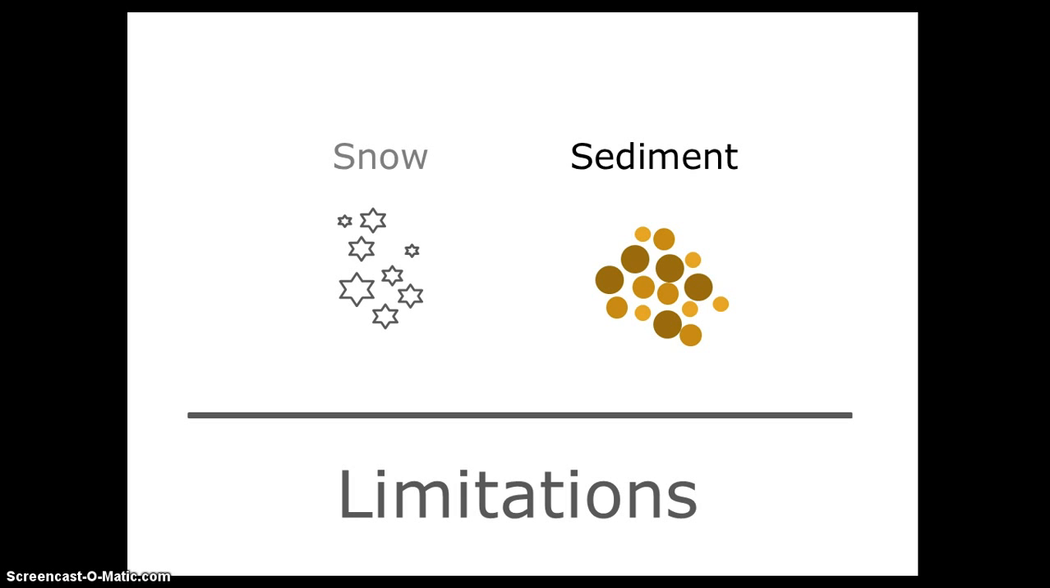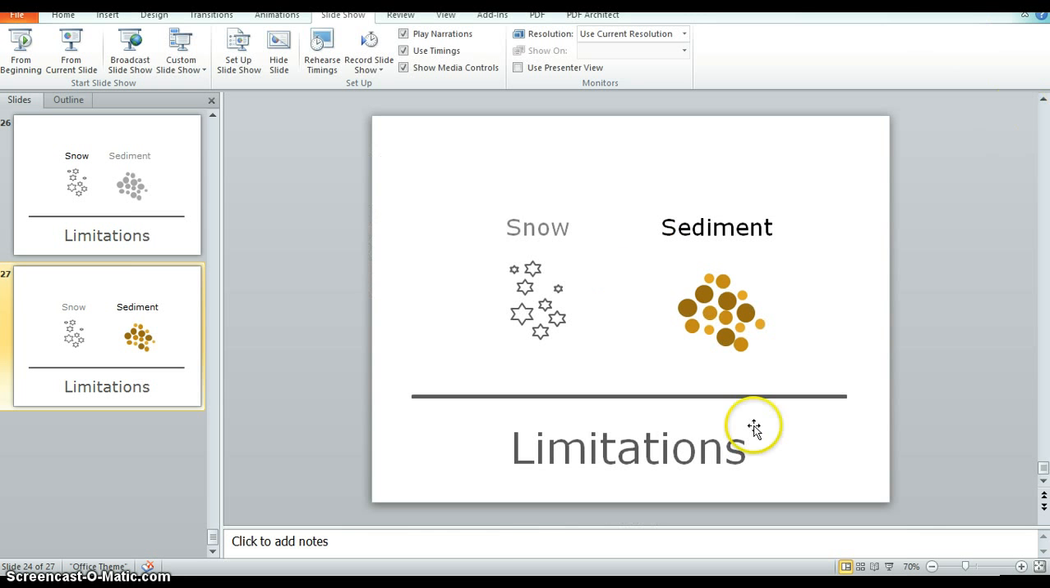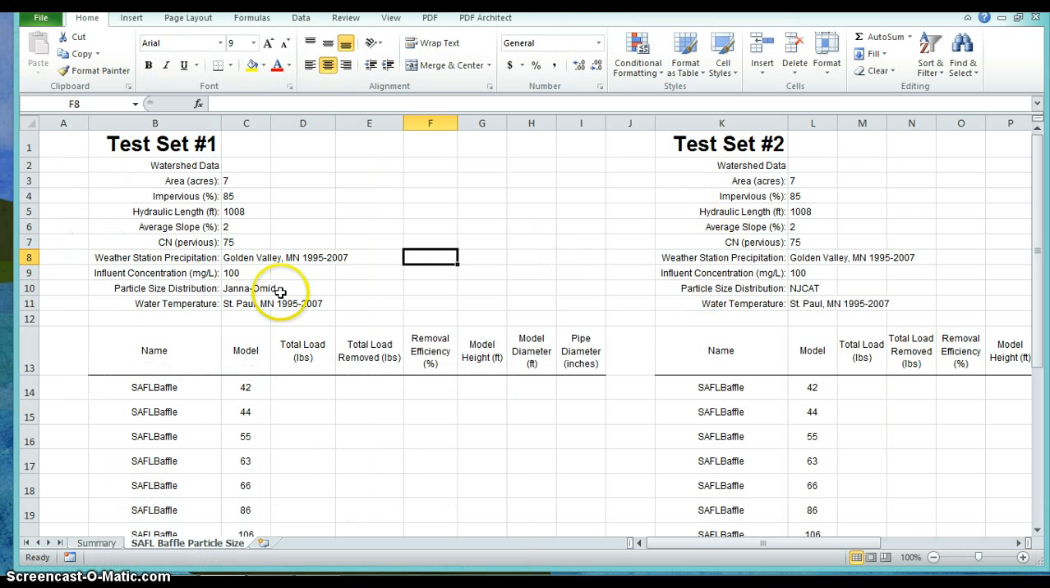So one way I try to minimize the sediment uncertainty is sensitivity analysis. I run simulations with different particle size distributions that I think could be on my site, and then look at the range of performance between those different particle sizes. Another thing I do is vary the influent concentration. I put in some low values and some high values, and I see how it affects my device. So let's open up Excel here, and I'll show you how I address these things.